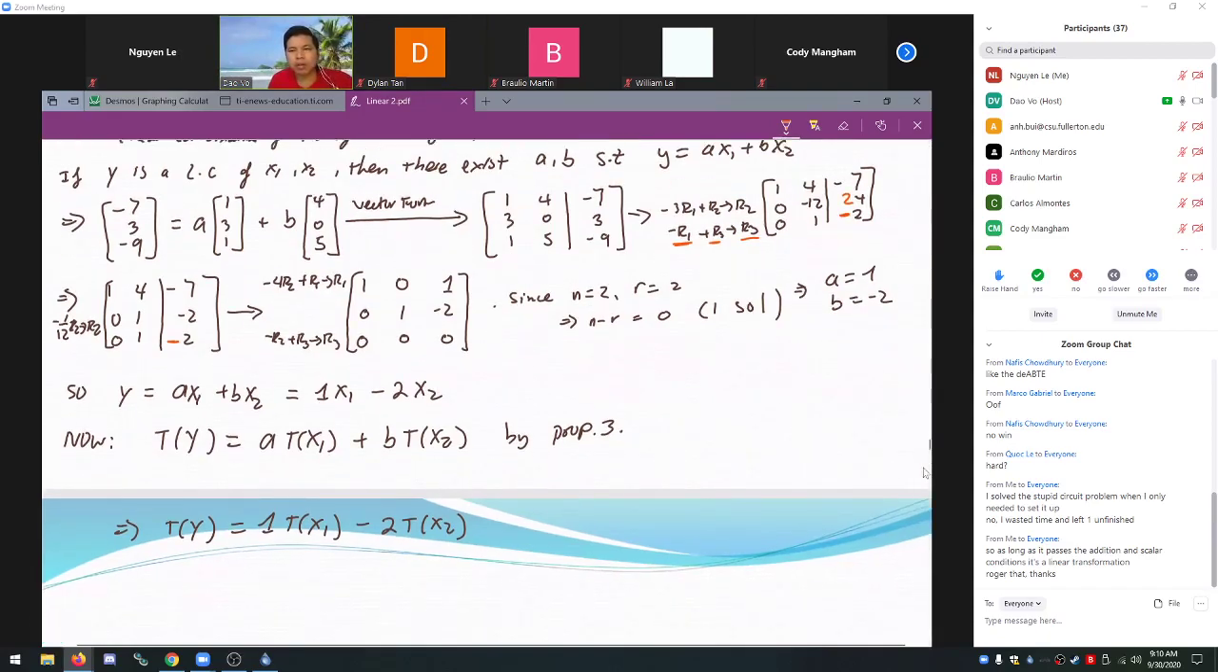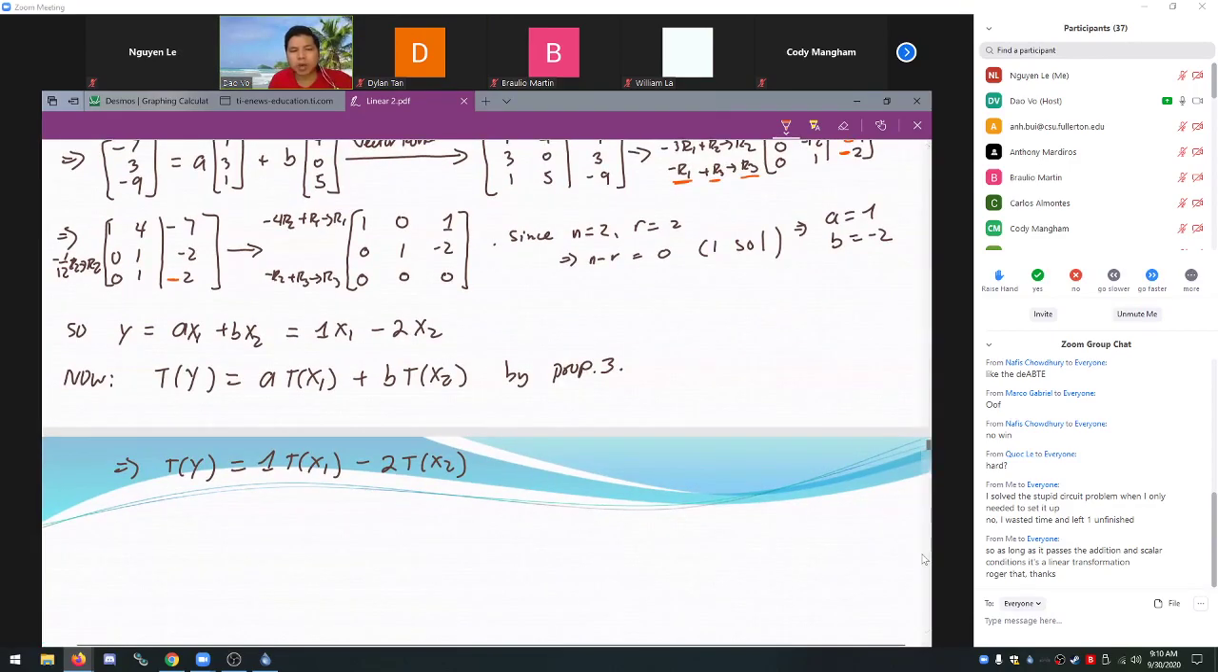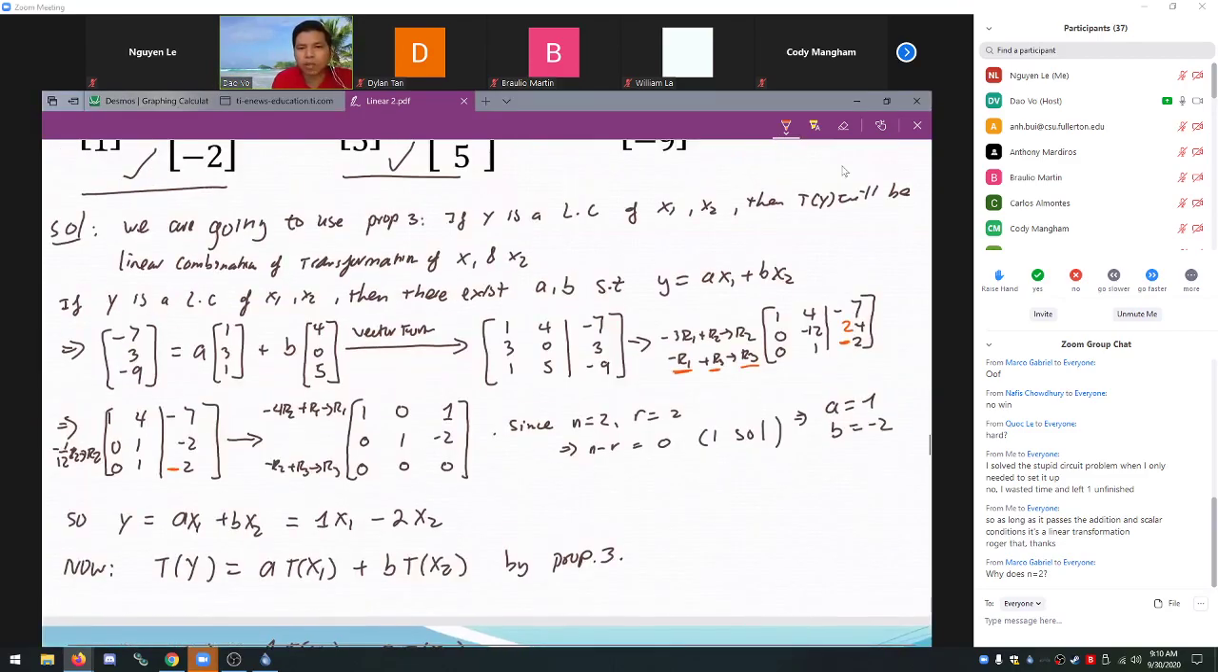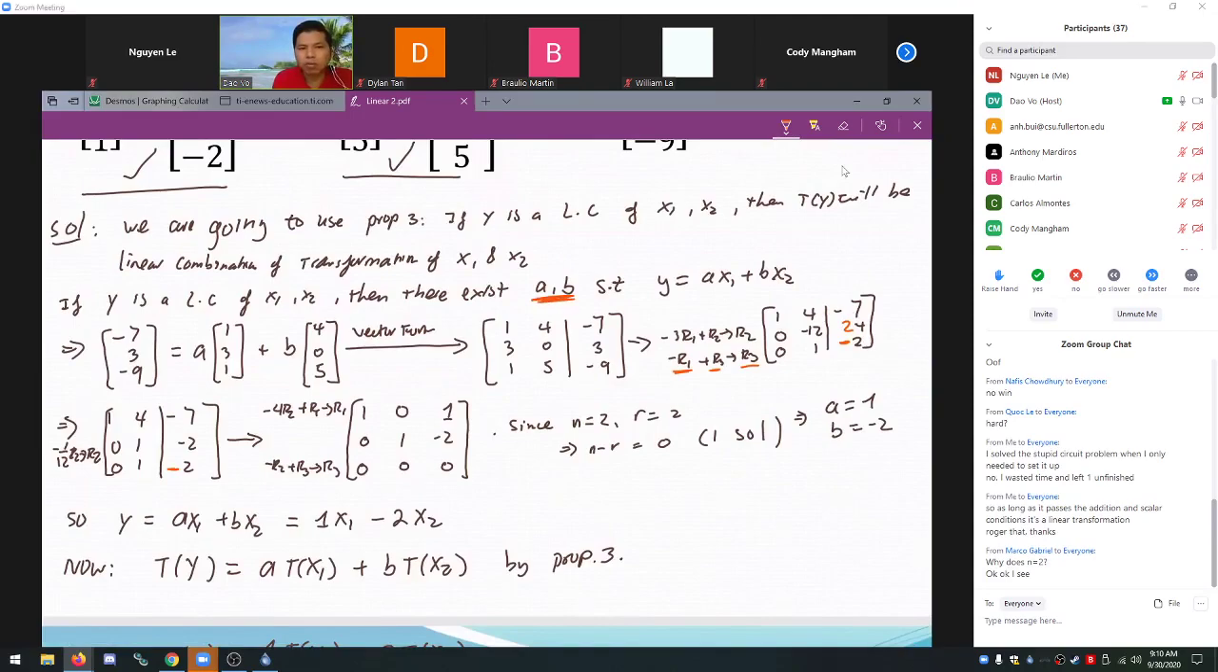Yeah. All right. So now T of y is equal to a times T of x1 and b times T of x2. So for that, that's two variables, a and b. N is the number of variables. So what are we trying to solve? We try to solve for a and b, so it will be two variables, yes.